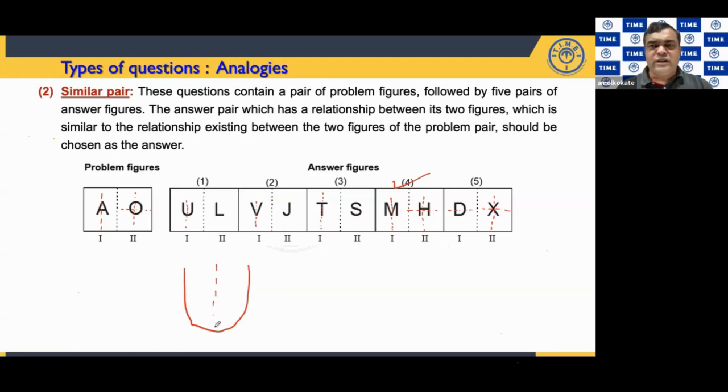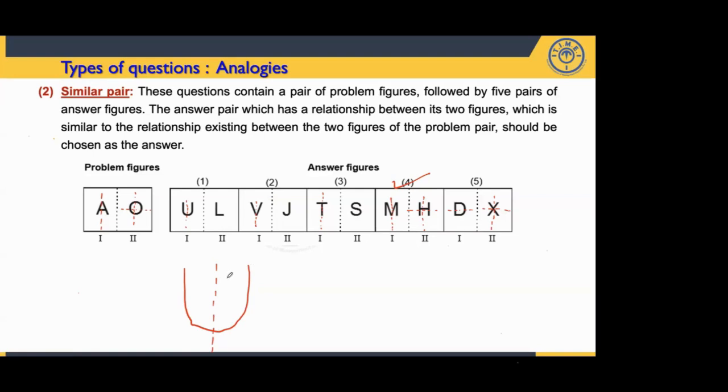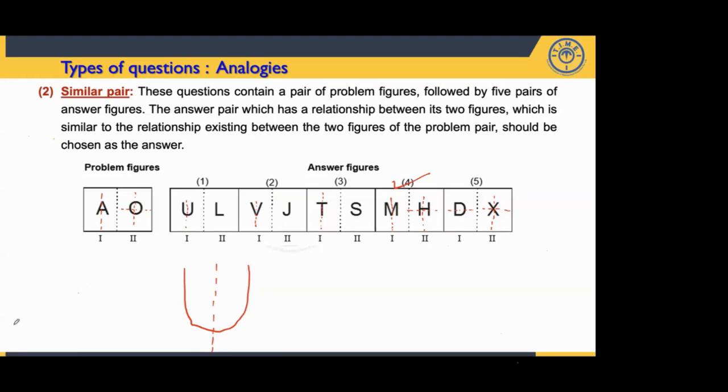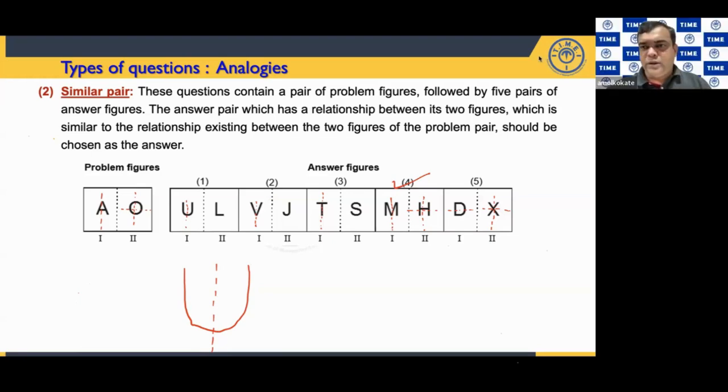Someone's mic is on. Can you? Okay. So this is the axis of symmetry. Okay. Dhruvi, your mic is on. Dhruvi, can you just switch off your mic? Just a minute.